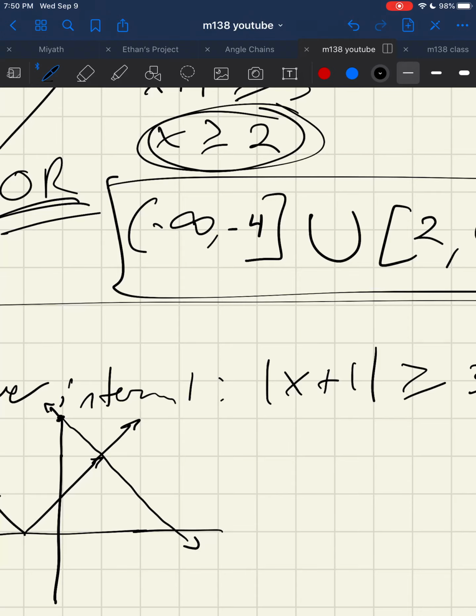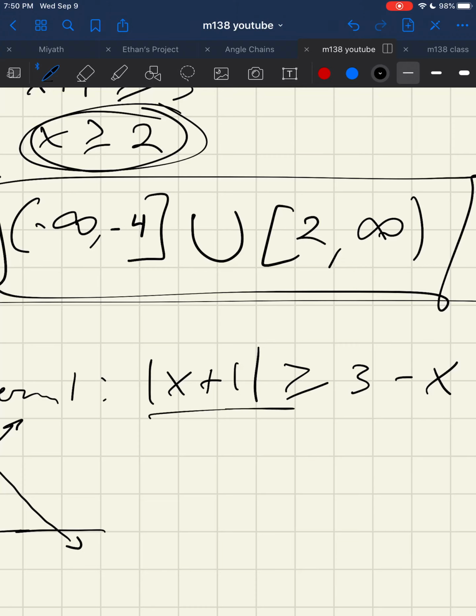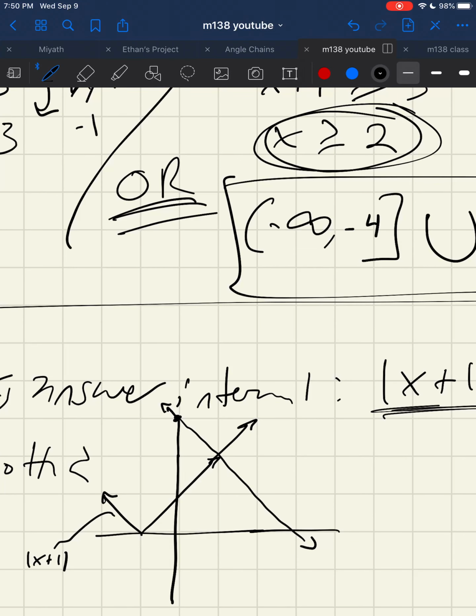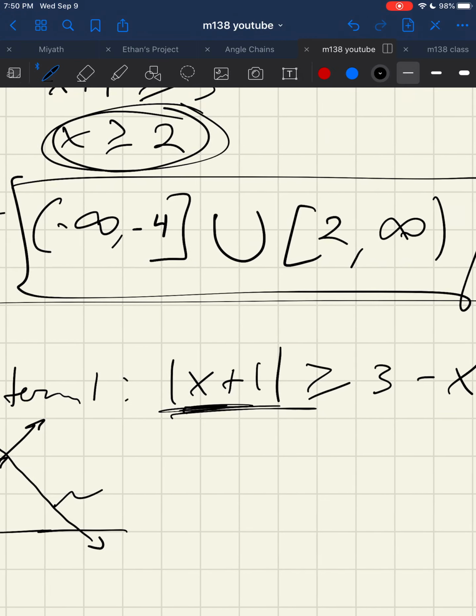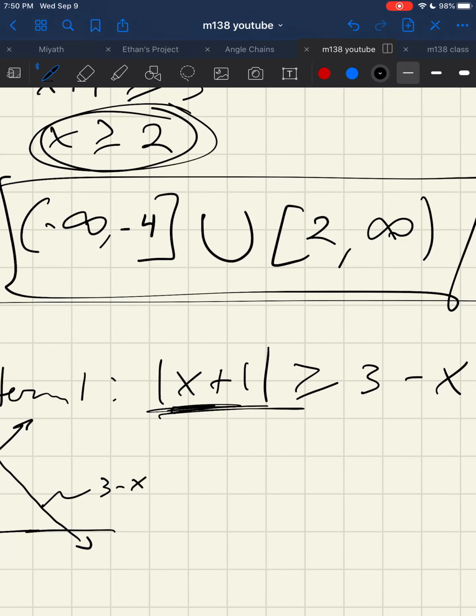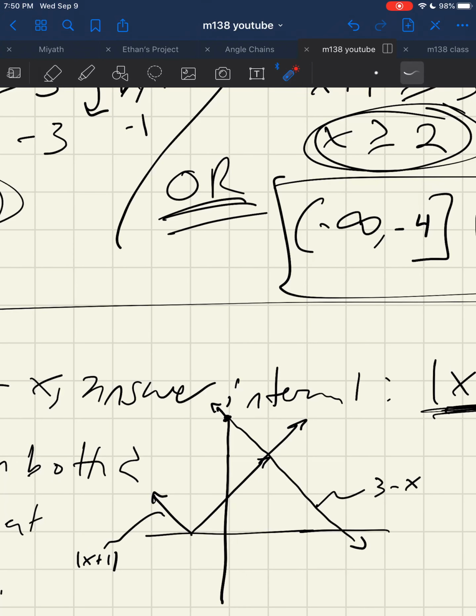So this one goes like this and like this. This one goes like that. And the question is, when is x plus 1 bigger? Well, when is absolute value of x plus 1 bigger? Well, it's smaller. Sorry, this is 3 minus x. We notice that it's smaller here because this line would go on and stay above. Now this line's getting closer, but this line's still higher. And then they cross right here at this point.